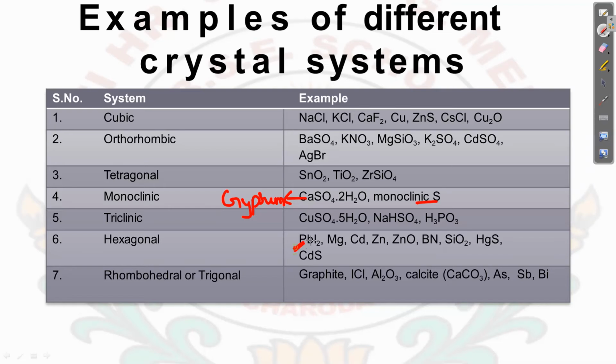Hexagonal can be seen in PbI2, magnesium, cadmium, zinc, zinc oxide, boron nitride, silicate, HgS (mercuric sulfide), cadmium sulfide. All these have a hexagonal structure. Rhombohedral or trigonal structure can be seen in graphite, iodine chloride, Al2O3 (aluminium oxide), calcite CaCO3, arsenic, antimony, bismuth. All these crystals have rhombohedral or trigonal unit cell structures.